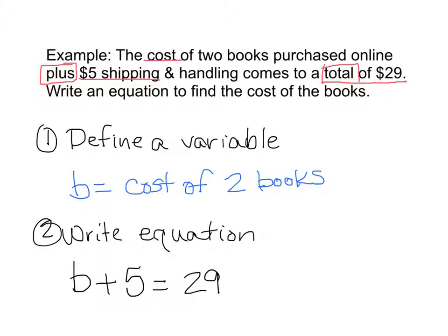Now that's all they ask us to do in this part. We've got to read the problem. We've got to interpret the information that we've been given. We've got to define a variable. We've got to pick out those keywords like plus, less than, greater than, more than, equal to, total. We've got to pick out those important words to be able to write our equation.